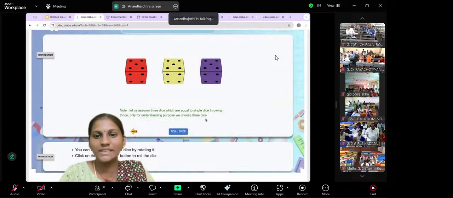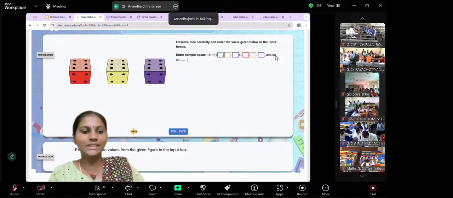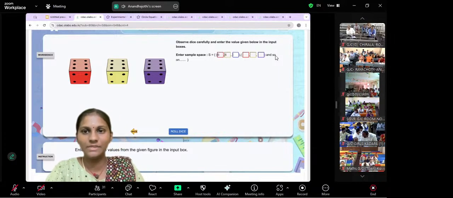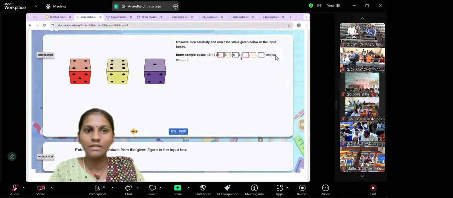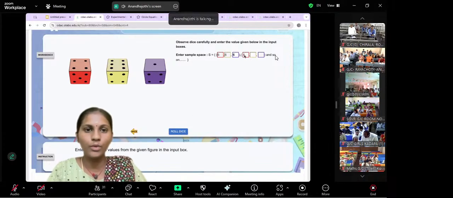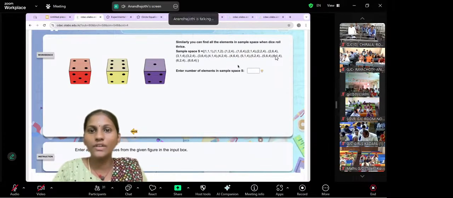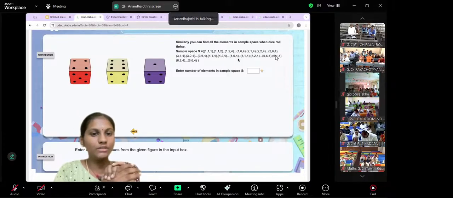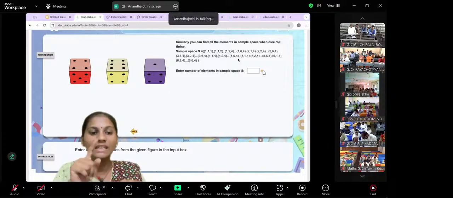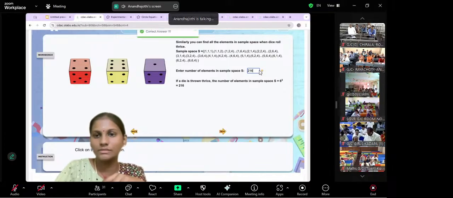Similarly for 3 dice. So what we have? 6, 6, 6. And again 4, 6, 1. So if it goes on, up to how many will it be? Here we threw 3 dice. In each dice we will get 6 samples. So 6 power 3 is 216.